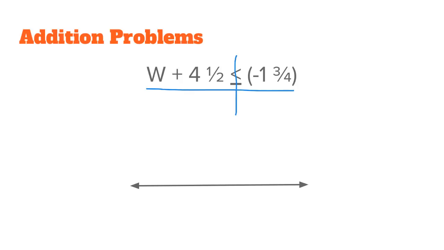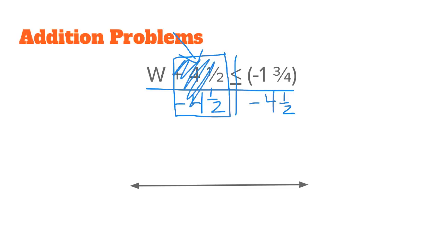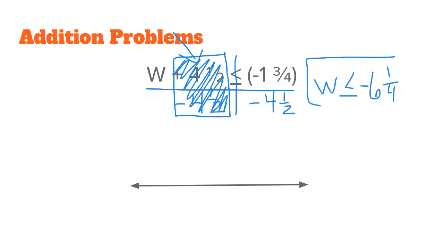All right, so I want to work on the side that has the variable, and I want to get rid of this adding 4.5. So I'm going to subtract 4.5 from not only the left, but also from the right. When I do that, that creates an additive inverse or a zero pair that's gone. And I have w remaining on the left, negative 1 3/4 minus 4 1/2 actually gives me negative 6 1/4. And my symbol was greater than or equal to, so it's going to stay greater than or equal to.